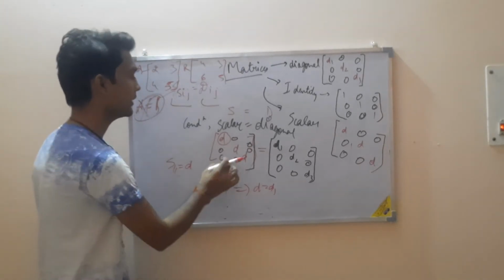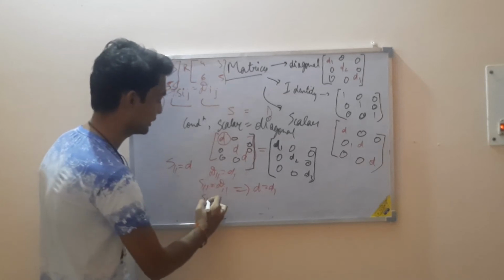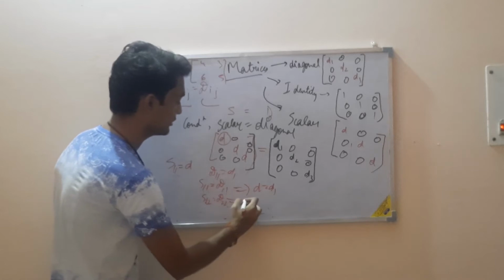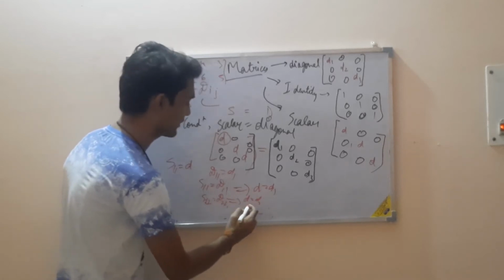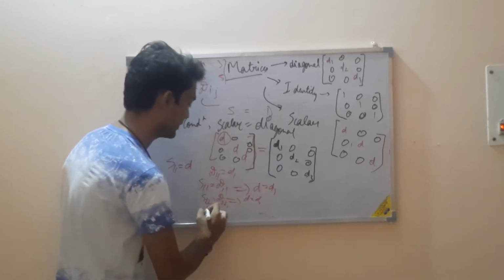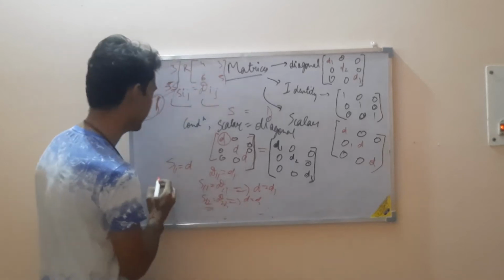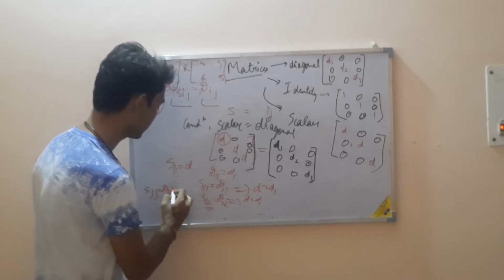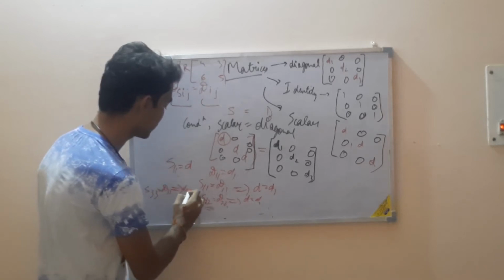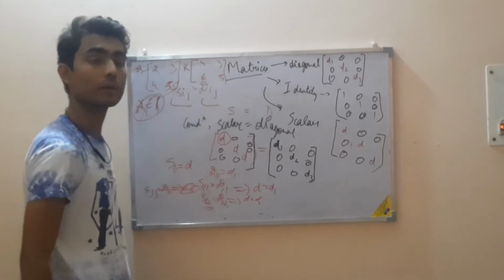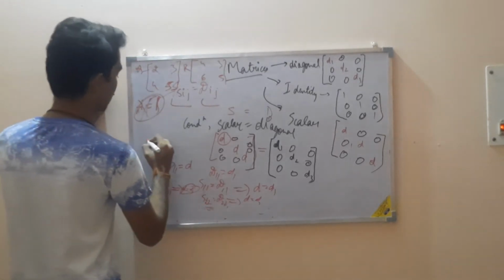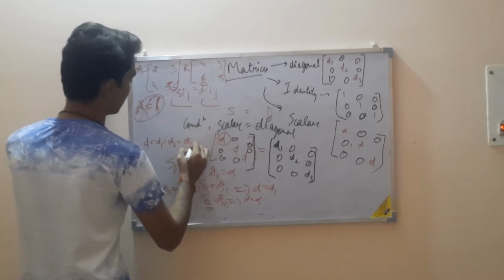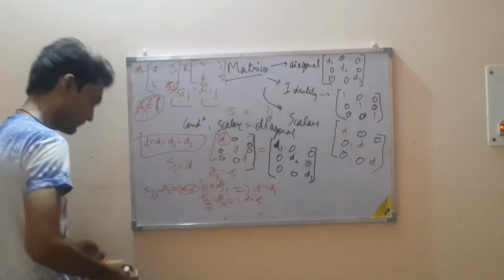And again, S22 is equal to D22. This implies that d is equal to d2. And for S33, S33 is equal to D33. This implies that d is equal to d3. So from here what we get is d is equal to d1 is equal to d2 is equal to d3. This is the condition.